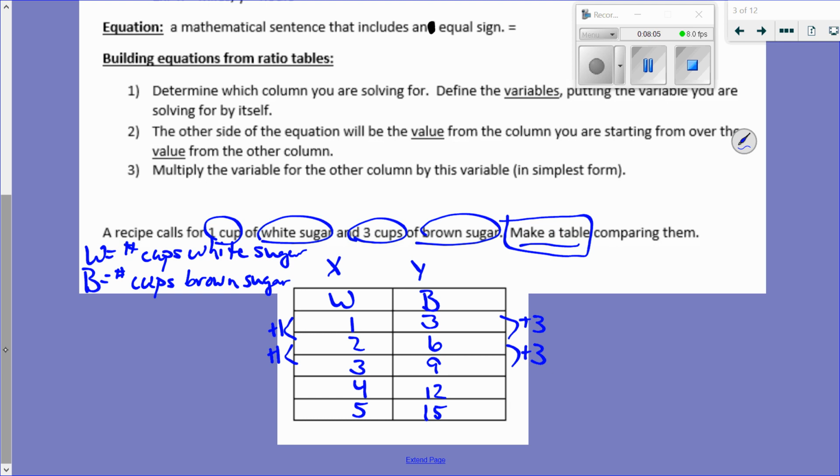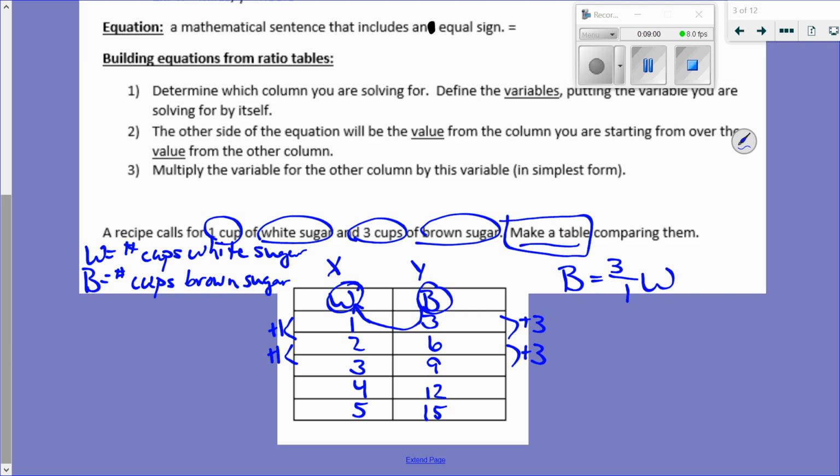So now that I have a ratio table, I can now build an equation out of this. It's actually pretty cool. What you're going to do is determine which column you are solving for. You're going to use that variable and put it down by itself. So let's pretend I'm going to solve for brown sugar. So I'm going to put the brown sugar, the B, by itself, and then an equal sign. The other side of the equation will be the value from the column I'm starting from. In other words, I go straight down. So what number do I see? 3 over the value from the other column. What value is that? 1 times the other variable, which is W.